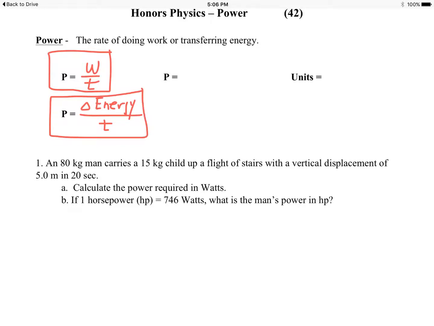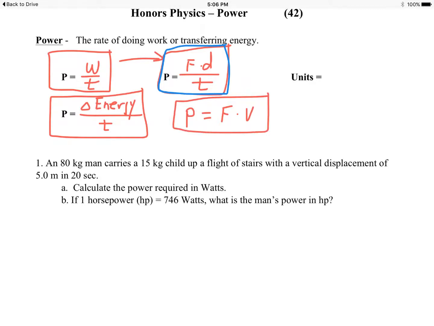Another way to look at power is to break up the first equation. Because work is force times distance, power is force times distance over time. It's a dot product, actually, but let me just ignore that for a second. If you just look at this thing I just circled, d over t, we've heard that before. Well, d over t is velocity. So you could actually write another equation, power equals force times velocity.